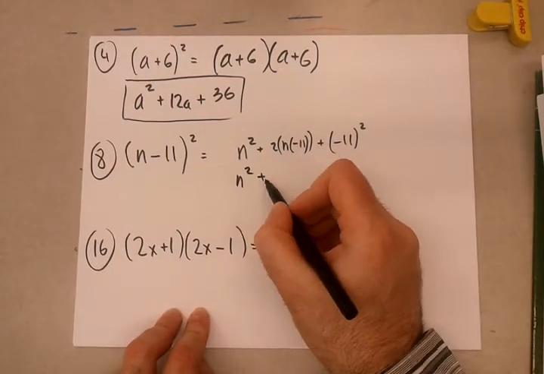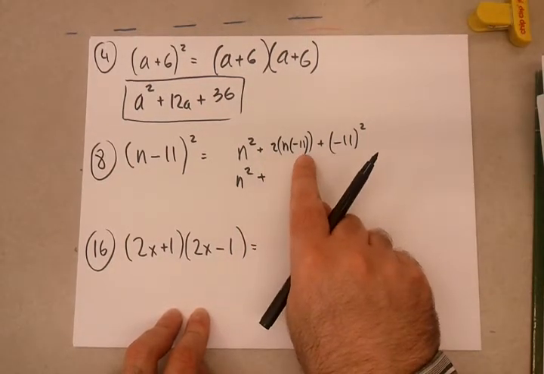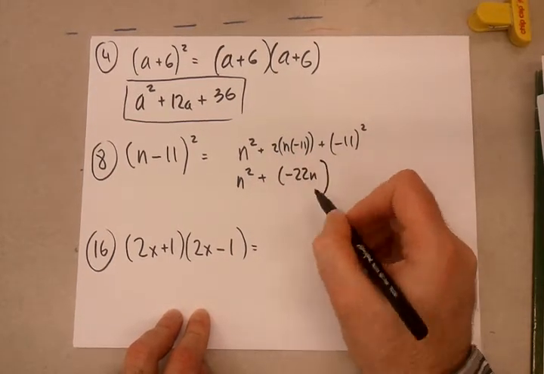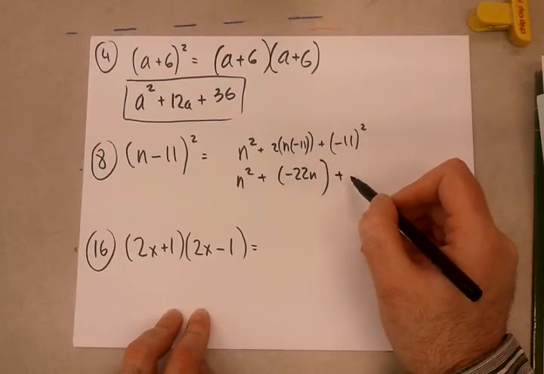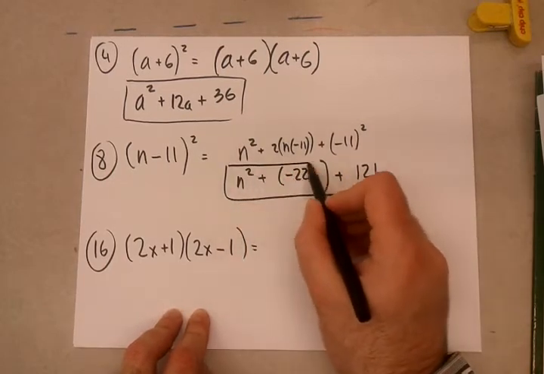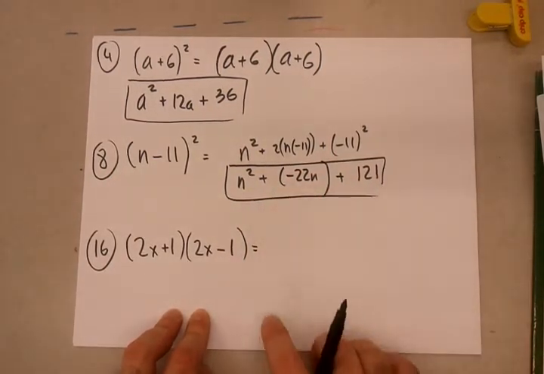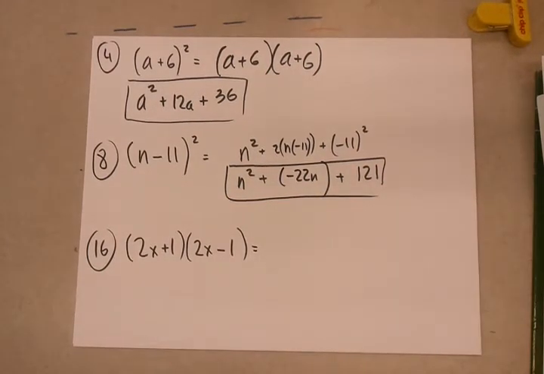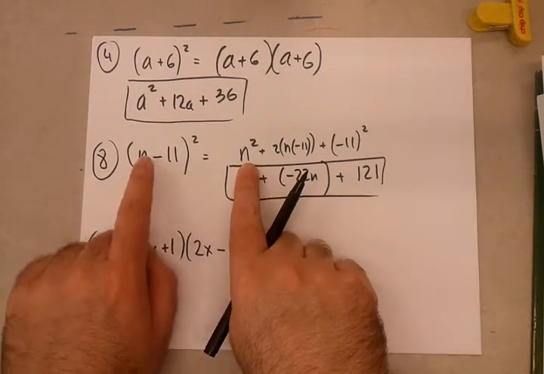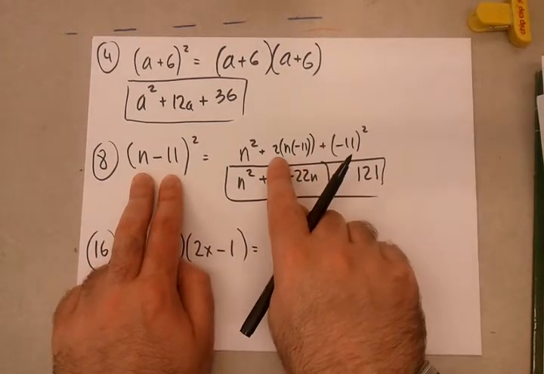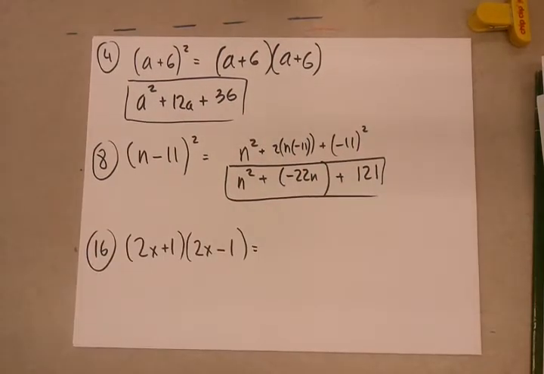So what does that give us? n squared plus 2 times negative 11, that's negative 22 times n, that's a negative 22n, and then plus negative 11 times negative 11 is a positive 121. So that's your final answer. You don't have to have these parentheses. It can be just n squared minus 22n plus 121. So that's up to you. But again, that's the shortcut method. Square the first term, square the second term, then multiply the two terms and double them. And by doubling, it means multiplied by 2.